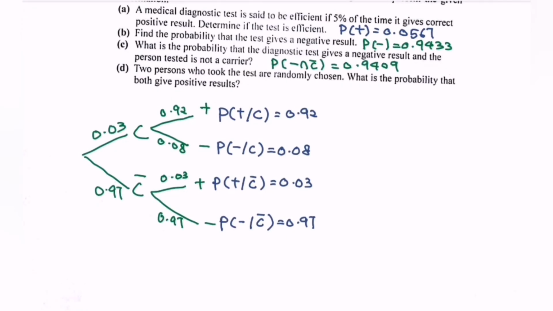D. Two persons who took the test are randomly chosen. What is the probability that both give a positive result? So here, we have a positive and a positive. So the situation will be 0.0567 multiplied with 0.0567, and we will have the answer 0.00321.